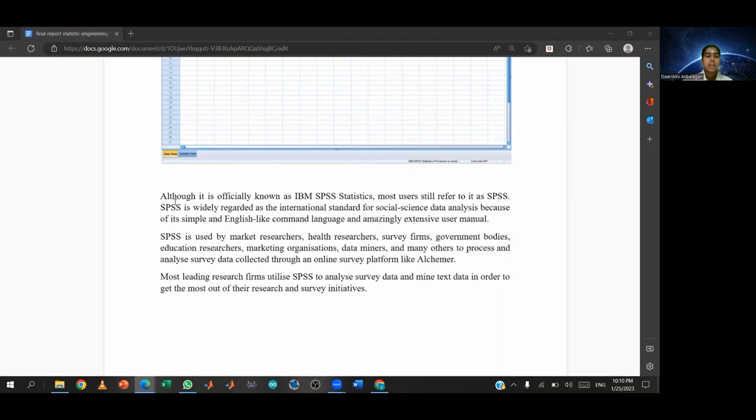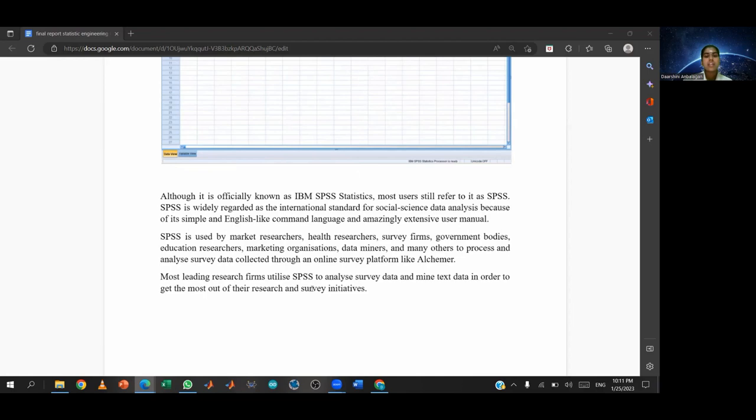SPSS is widely regarded as the international standard for social science data analysis because of its simple and English-like command language and amazingly extensive user manual. SPSS is used by market researchers, health researchers, survey firms, government bodies, education researchers, marketing organizations, data miners, and many others to process and analyze survey data collected through an online survey platform like Alchemer. Most leading research firms utilize SPSS to analyze survey data and mine text data in order to get the most out of their research and survey initiatives.